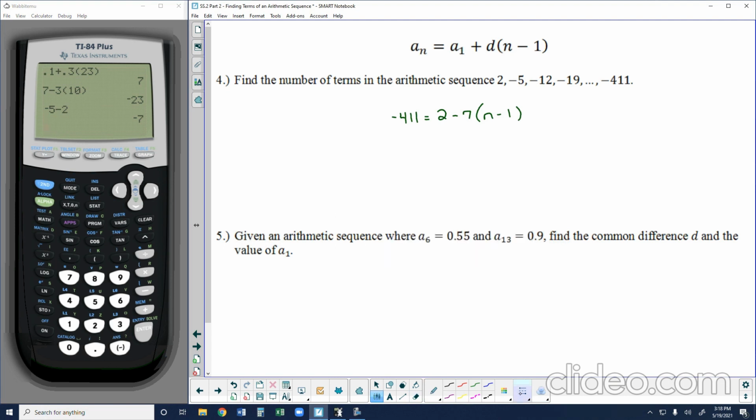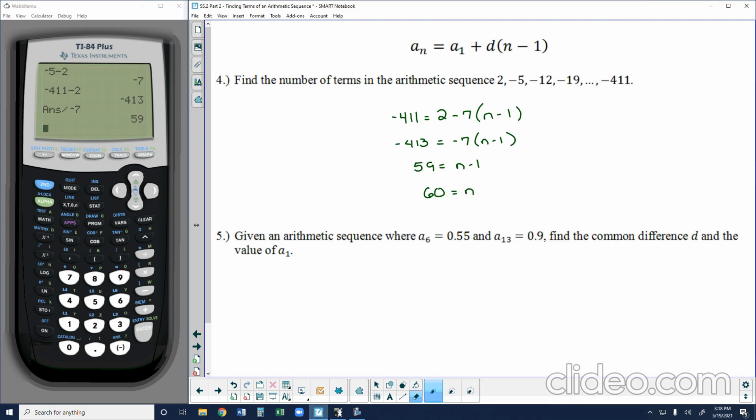So we can solve for n by following reverse order of operations, or SADMAP, to get n by itself. So I'd take negative 411 and subtract 2 from both sides to give me negative 413 equal to negative 7 times the quantity n minus 1. I could distribute that negative 7 if I wanted to, but instead I'm just going to divide both sides by negative 7, and that gives me 59. So n minus 1 is 59. I would add 1. n would equal 60.